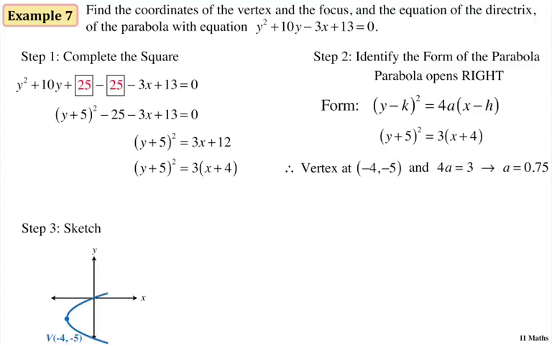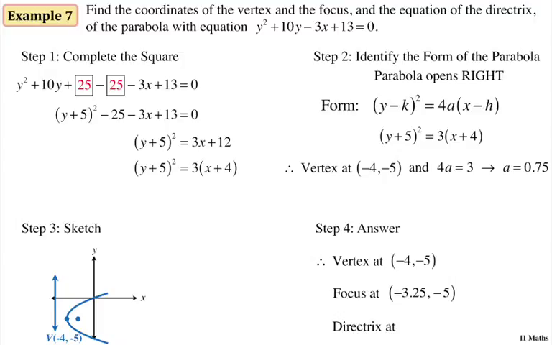And I know that the focus will be just a little bit to the right of the vertex, and the directrix will be a little bit to the left of the vertex. How much is the little bit? 0.75. Now I'm moving left and right, which is the x direction, so if I look at the x value of my vertex, that's minus 4, so I'm going to move 0.75 units towards the y-axis, or to the right, which means I'll be at minus 3.25. So the focus is minus 3.25 comma minus 5. The y value doesn't change because they're both similar distances below the x-axis in the y direction.